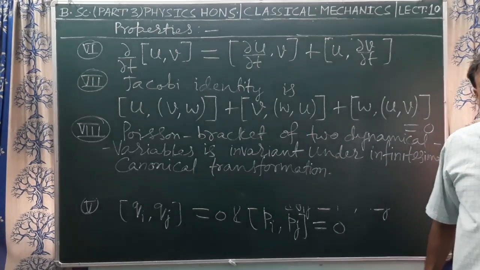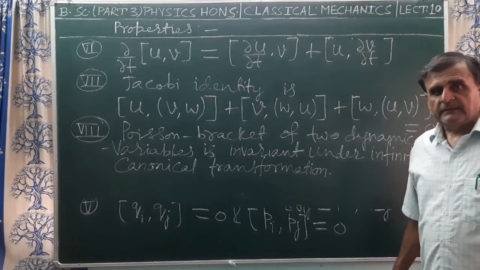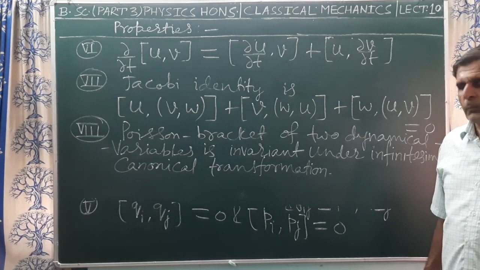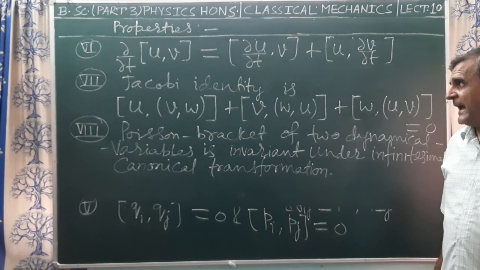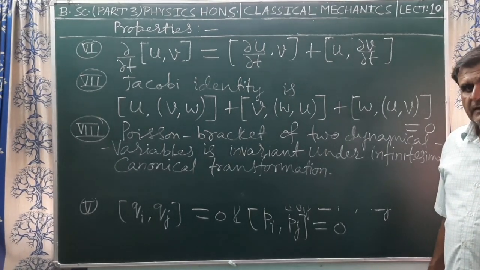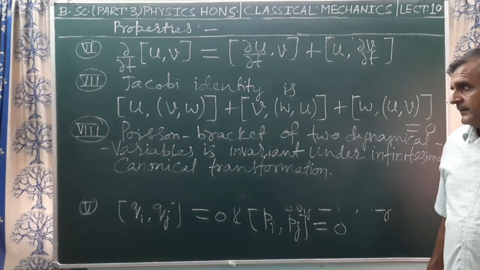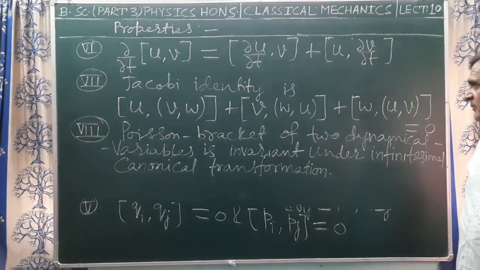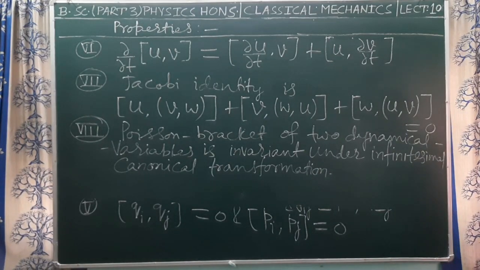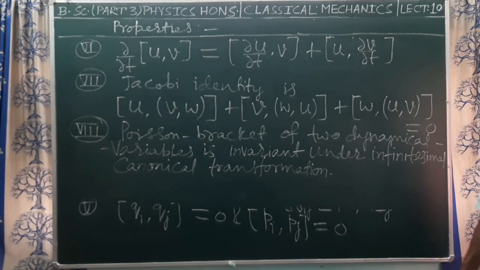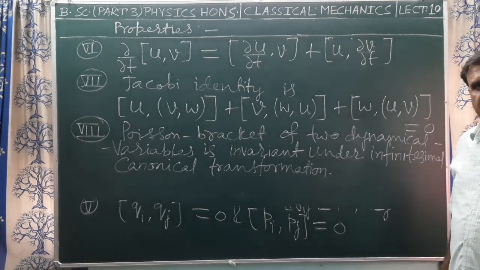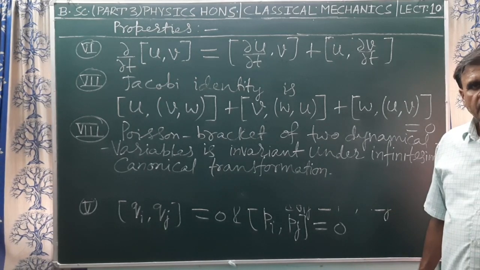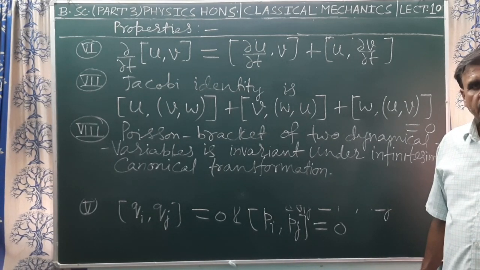Which we can also prove, similar to the Jacobi identity, but we will prove these two properties, that is the Jacobi identity particularly, and we can also prove property number 8 of this video, that is the Poisson bracket of two dynamical variables is invariant under infinitesimal canonical transformation. So both properties can be proved by using the mathematical form of the Poisson bracket of two dynamical variables.